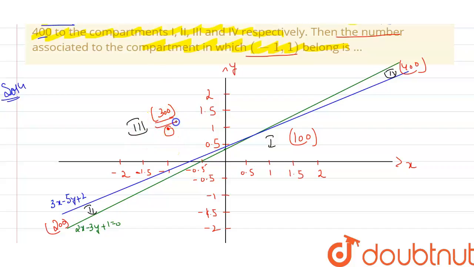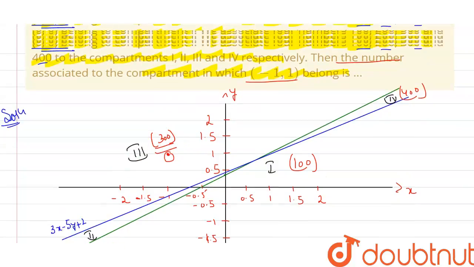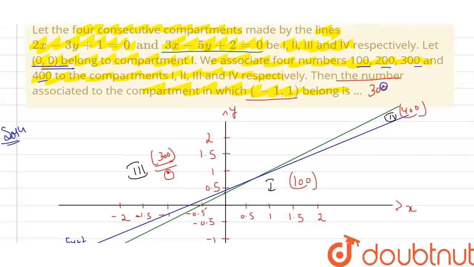So the number we have is 300. The answer for this question is 300. This is the answer we are looking for because the point lies in the third compartment, and the third compartment has 300 as a number.